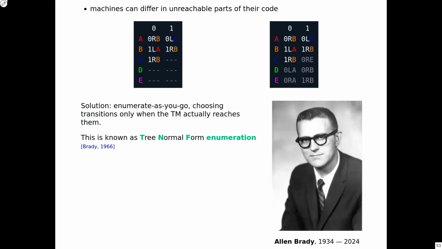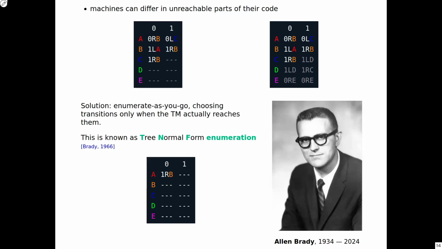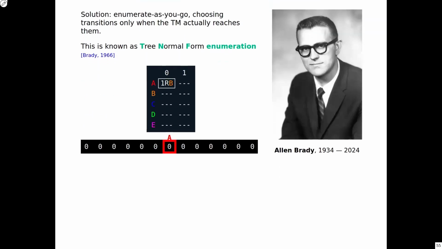And the solution here is very simple to state. You enumerate the Turing machines as you go, and you choose what a particular transition should actually be when the Turing machine actually reaches it. So let's look at how that looks in practice. We start with this Turing machine with the 1RB transition in the upper left corner. You can actually prove that that's the only interesting one to start with out of all the options, but we won't get into the why.